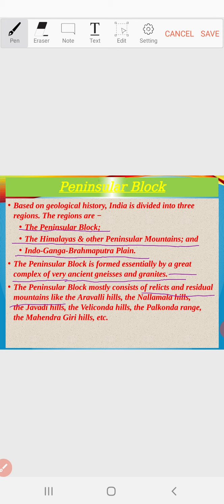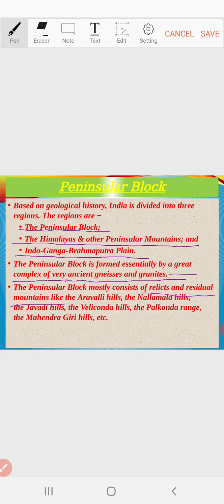So why is it being said that the peninsular blocks have relict and residual mountains? Because the exogenic forces are unable to wear down the entire elevated portion, because they are of a complex hard structure formed of gneiss and granites. So the remnant part of the hills is in a dome-like structure, or a small hill-like structure, or a mound-like structure. That is why it is termed relicts and residual mountains.